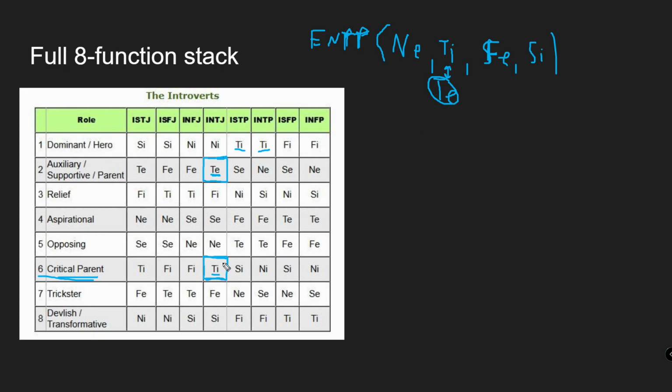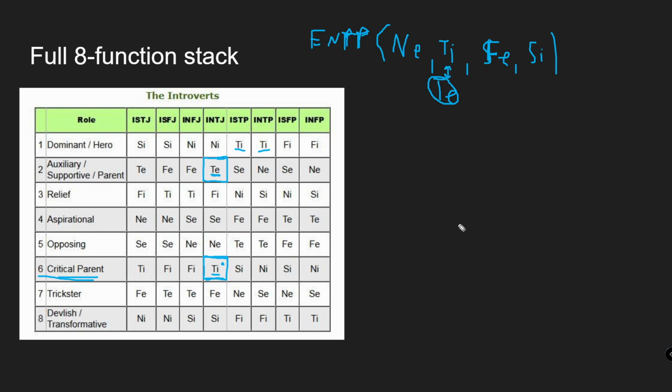Now, this is where your critical parent gets stronger, because you are going to do it in a way that makes sense to the ENTPs and to the INTPs. This is how your critical parent develops or gets stronger. This is also a reason why not everyone has a strong critical parent. Many people do have a strong critical parent. I know that many INTJs have a strong critical parent.